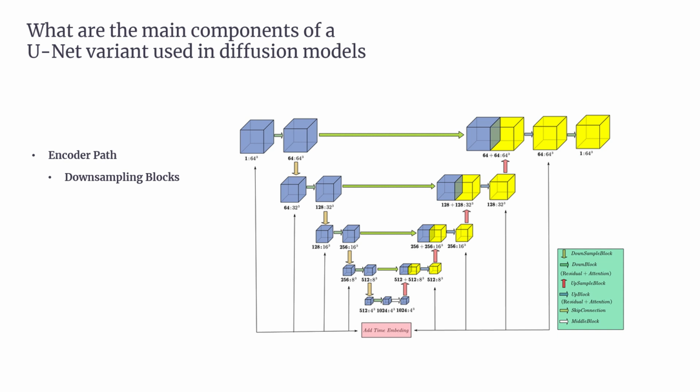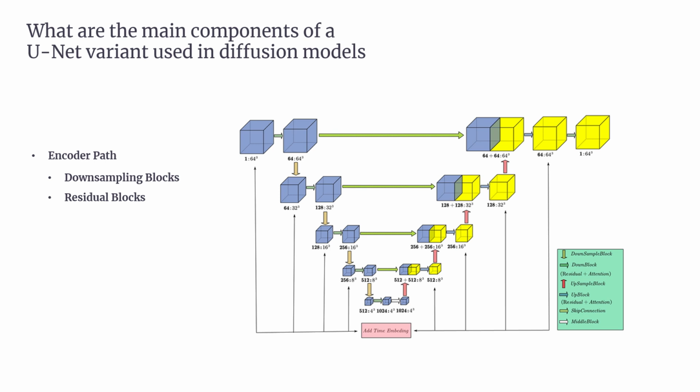Now we're going to discuss the U-Net variant used in diffusion models. This architecture plays a crucial role in the denoising process, where we transform noisy data back into clean, meaningful data. Let's break down its main components and understand how they work together.